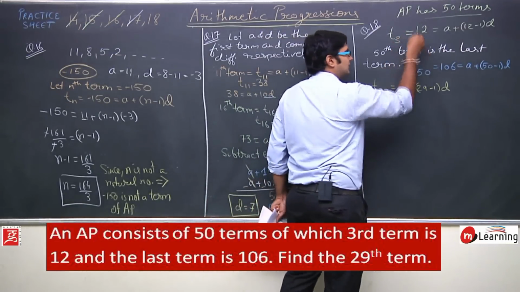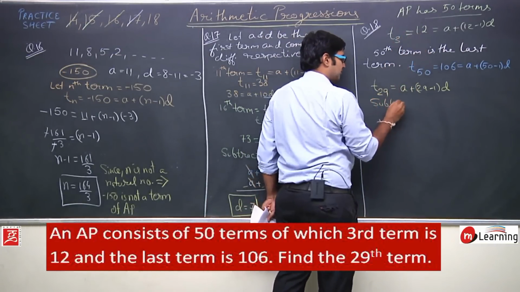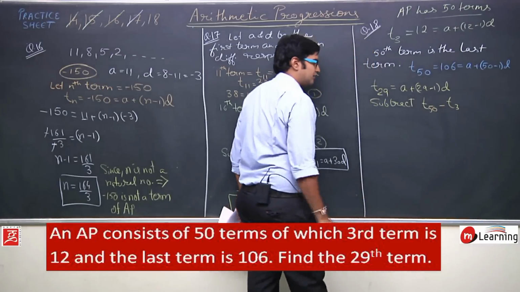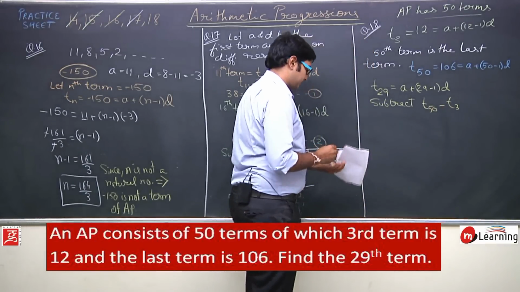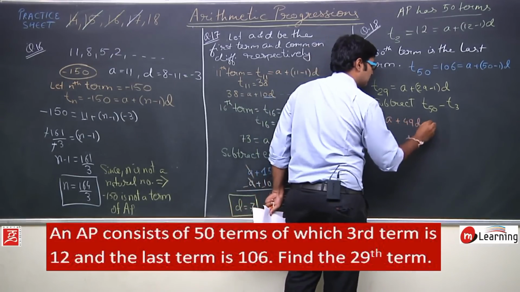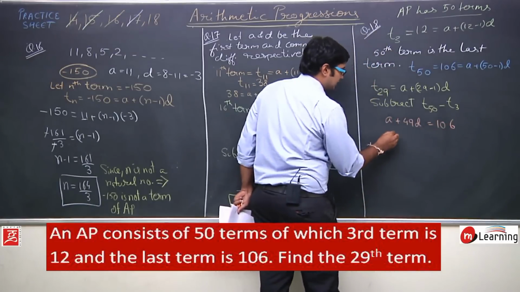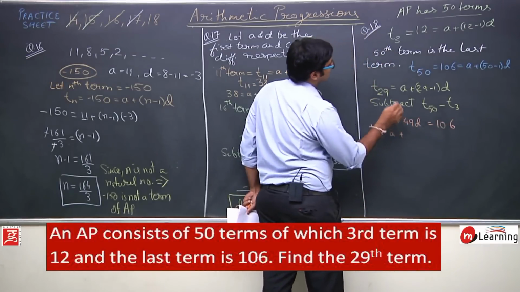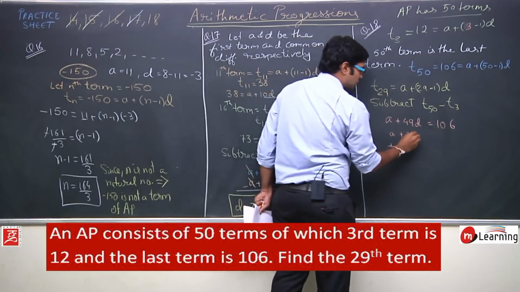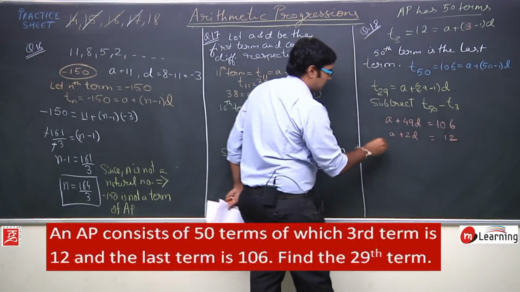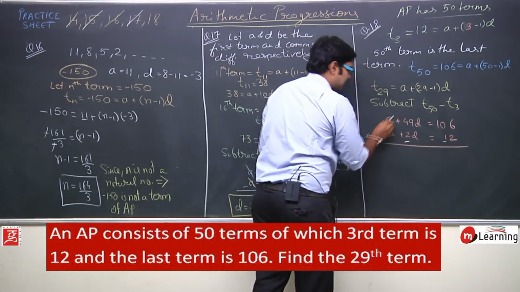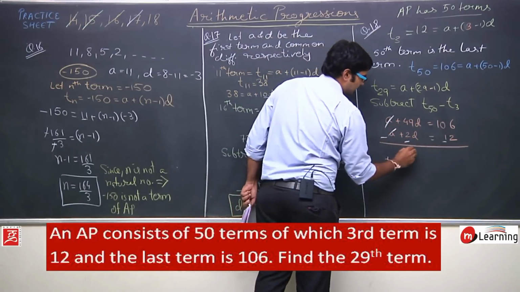So let us first subtract these two equations. Subtract T50 and T3. T50 is A plus 49D is equal to 106, and T3 is A plus, sorry, this is not 12, it will be 3. Okay, so this is 2D is equal to 12. So when you subtract, A and A will get cancelled. 49D minus 2D is 47D.